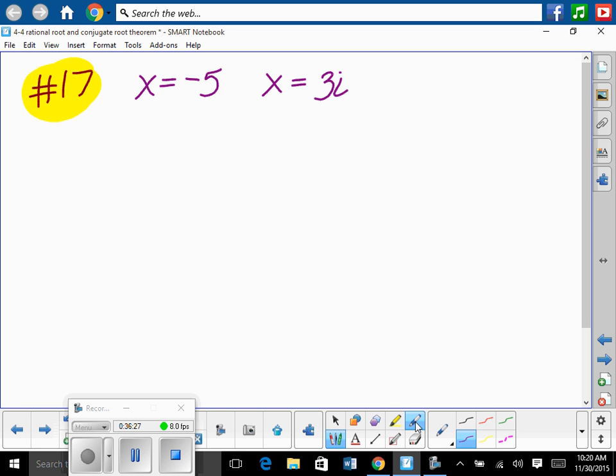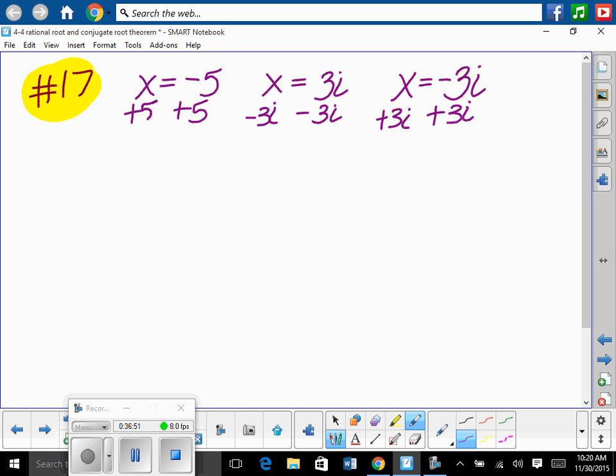Alright, so here we go. Number 17 I'm doing. So we have x is equal to negative 5 and x is equal to 3i. Are there any other roots I need to list? X is equal to what? Negative 3i. If an imaginary root exists, its conjugate is also a root. So we bring them over. Add 5, subtract 3i, add 3i to both sides of the equation.